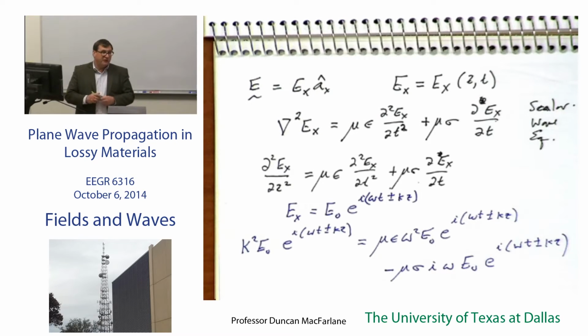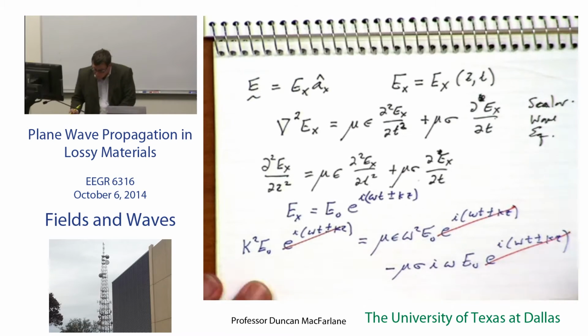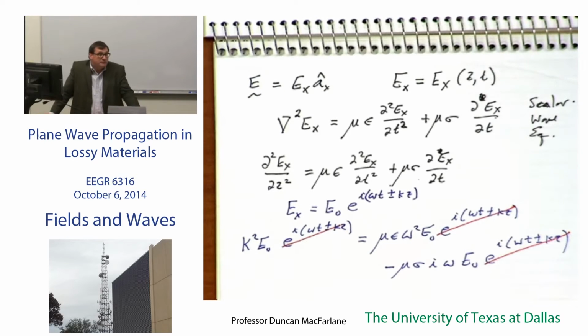I get those three terms. If I multiply by or divide through by the exponential, I have an equality that holds for all z and t. And so that means that this algebraic equation is the solution to the differential equation. I have solved the differential equation.